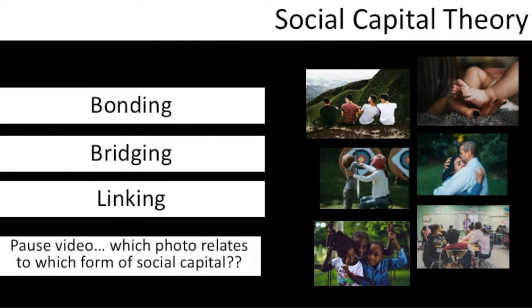Take a look at these photos. How might you classify these as either bonding, bridging, or linking forms of social capital?